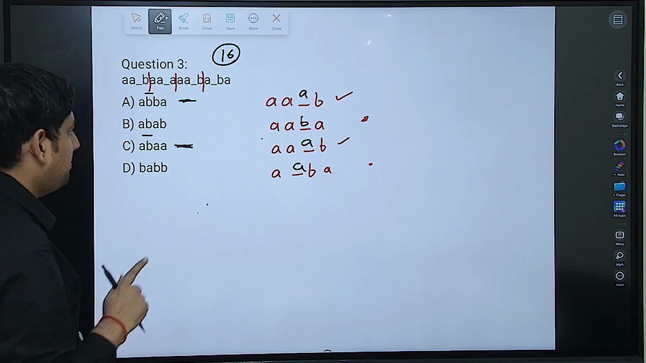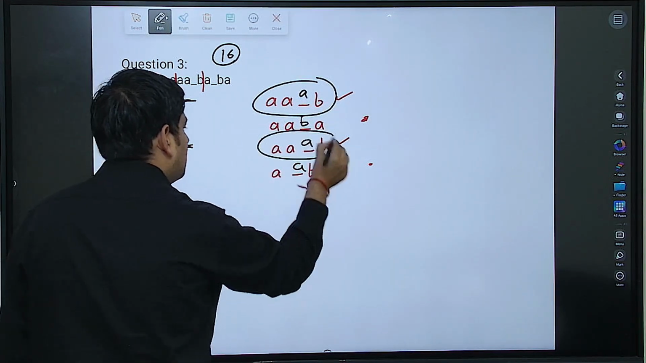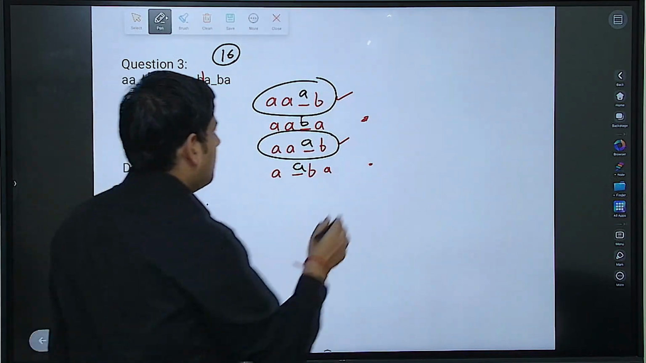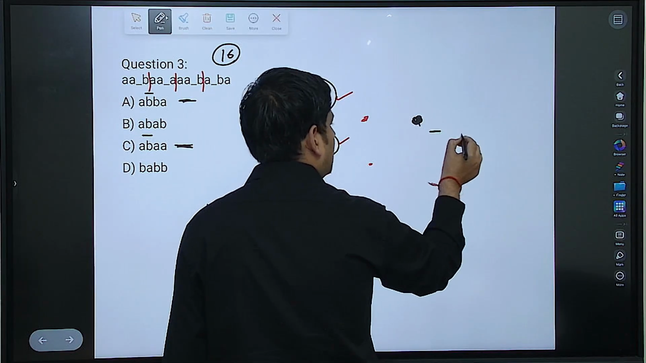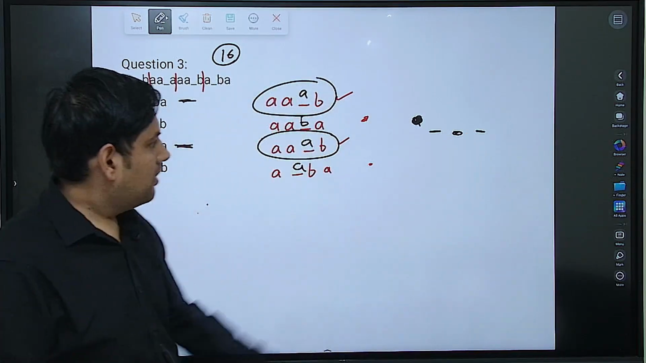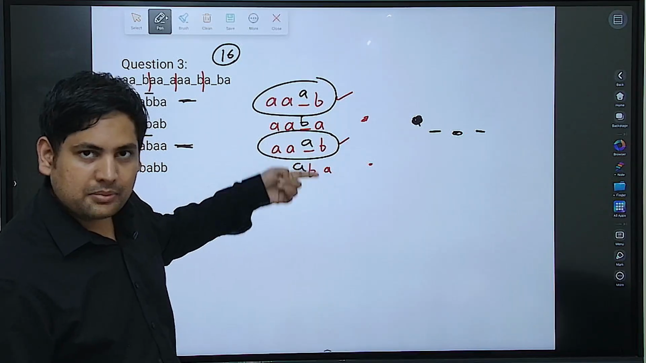Now pay attention. Now this first group and this third group has to be made exactly the same. That means whatever is the first letter will also be the third letter. Correct? First letter and third letter has to be same. First blank and third blank has to be filled by the same letter.